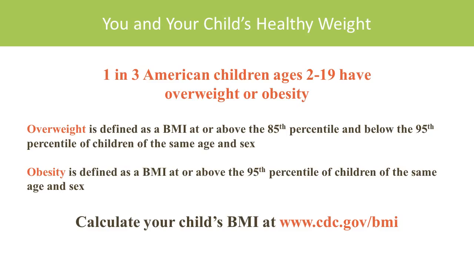1 in 3 children aged 2 to 19 have overweight or obesity. Overweight is defined as a BMI, or body mass index, at or above the 85th percentile and below the 95th percentile for children of the same age and sex. Obesity is defined as a BMI at or above the 95th percentile for children of the same sex and age. We've also listed the web address for the CDC's online BMI calculator. You just need to enter your child's height and weight into the calculator, and it will tell you their BMI. Next slide, please.